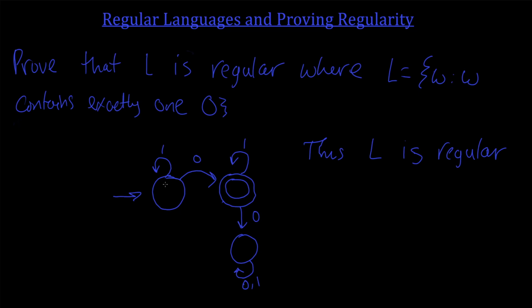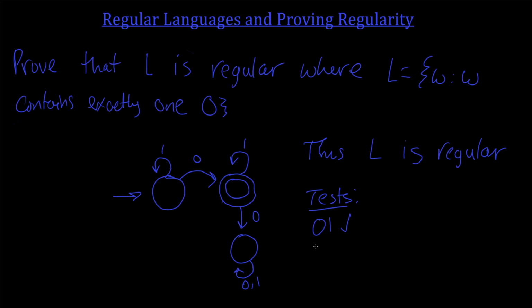And we can go ahead and run a few tests on this one as well, just to convince you here. So let's test the string 0, 1. And notice that this should be accepted because it has exactly one 0. So if we start at the start state, we're going to take the transition on 0 to the accept state, and then the transition on 1 to the accept state. So we accept the string, and that is exactly what we want because that is in the language.